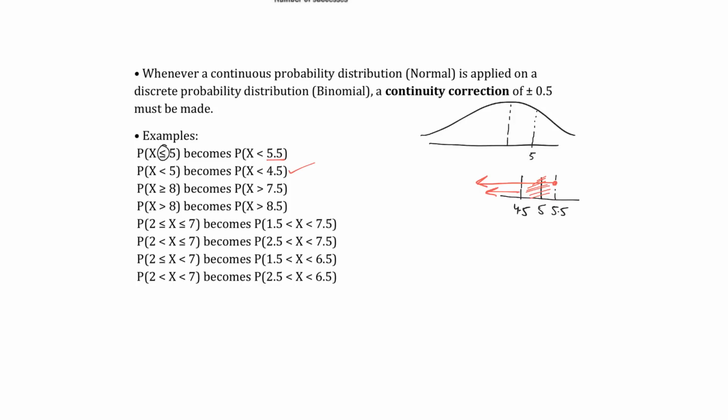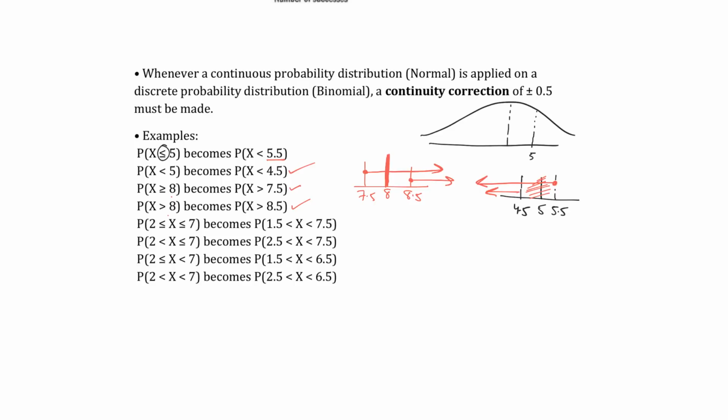Let's look at this. Probability of x greater than or equal to 8. Greater than or equal to 8 means that the boundaries are 7.5 and 8.5. Now we want 8 to be included, and we want the region above it, so we will take the probability from x greater than 7.5. Okay, and if we don't want 8 to be included, we will take the continuity correction of 8 to be probability of x greater than 8.5.